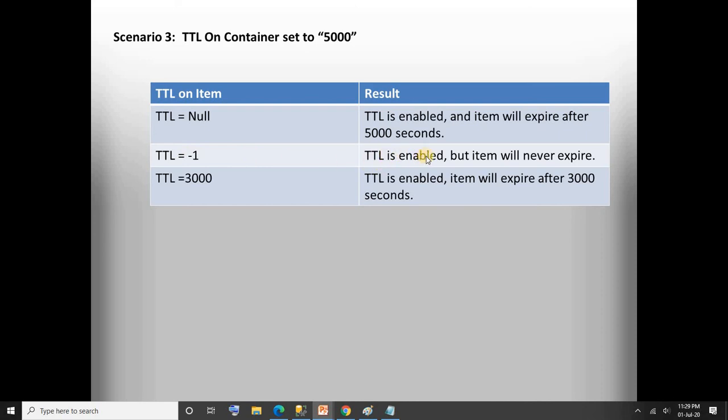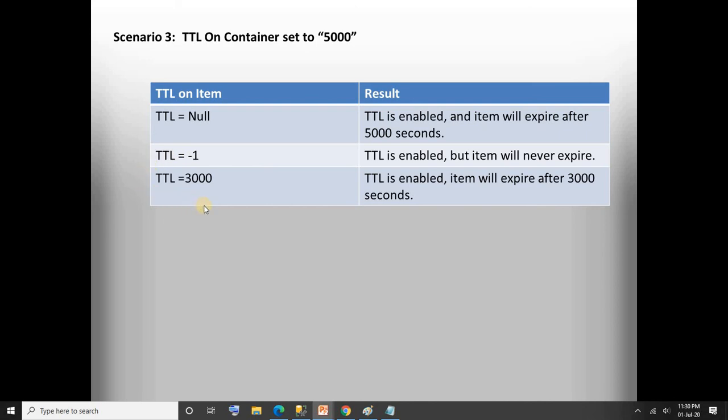If you set -1 at a specific item level, that item will never expire. See here, TTL is enabled, of course, but the item never expires because at item level we set -1. Now within the same scenario, for whatever items we have set TTL as 3000 seconds, what happens? TTL is enabled, and that item will expire after 3000 seconds. Even though we have set 5000 at parent level, that is container level, that item will still expire after 3000 seconds because we set TTL at that specific item level as 3000 seconds.